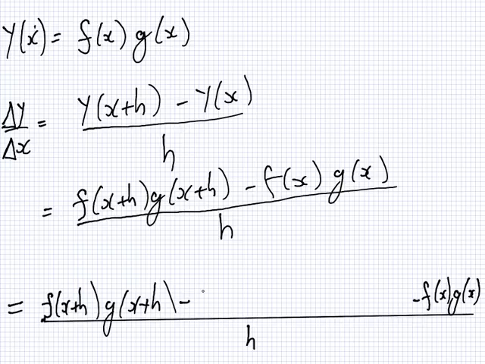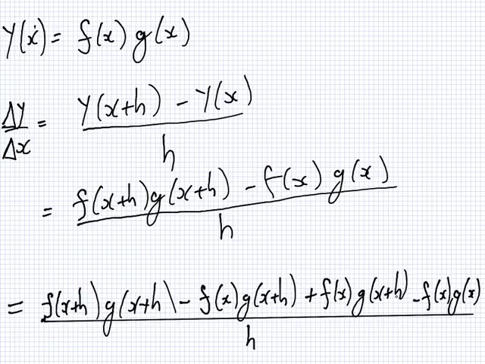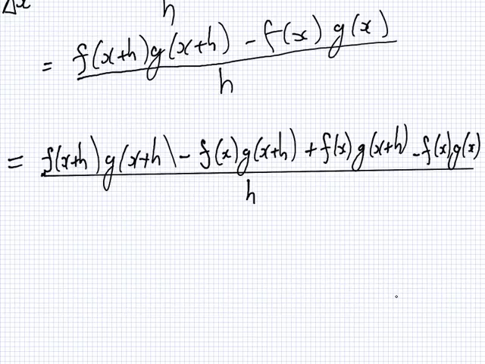Minus f(x) g(x+h) plus f(x) g(x+h). Now, why am I able to do this? Because it cancels and it's still 0. So this is allowed. Okay, so why did I bother doing that?